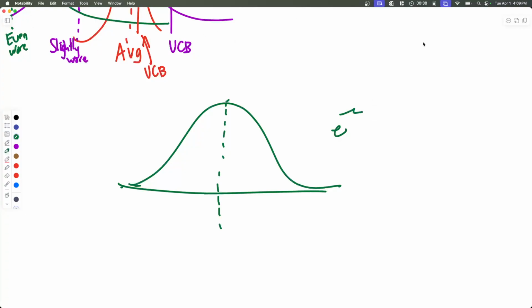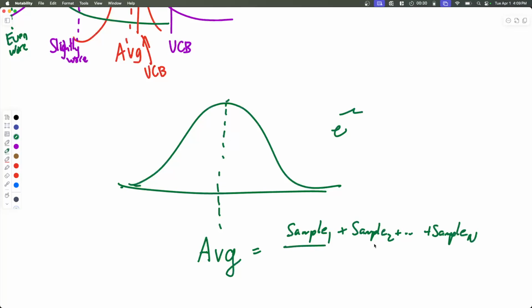Okay, so what was I saying? I was saying we were working on choosing the best option available to us. And what kind of information do we have? We have the average, which I wrote with AVG. And this really is like the honest average. It's like what we saw first time, our sample number 1 plus sample number 2 plus dot dot dot plus sample number n divided by n.